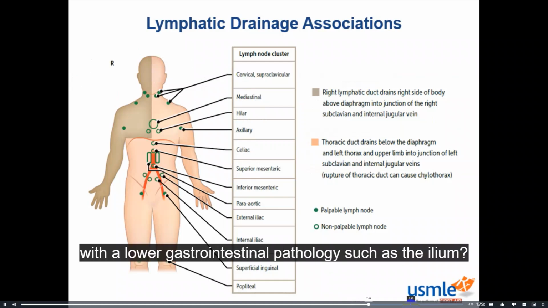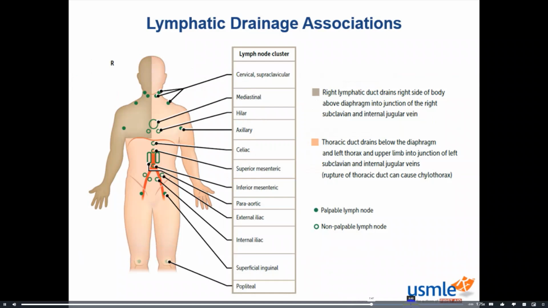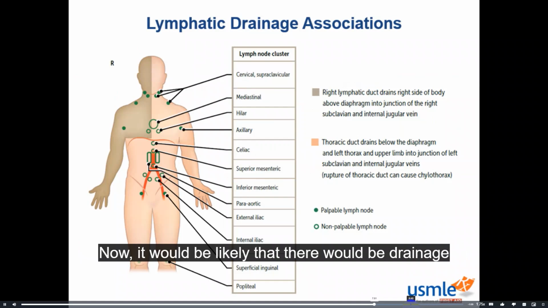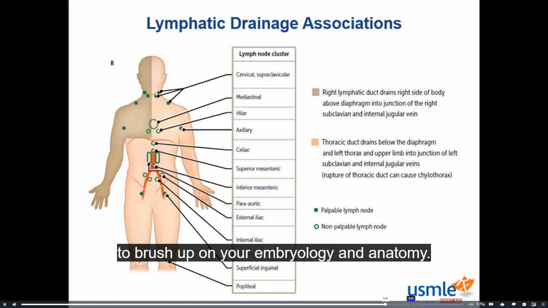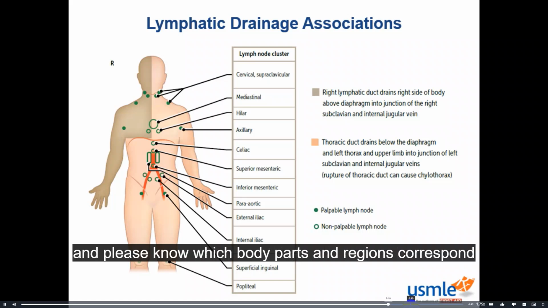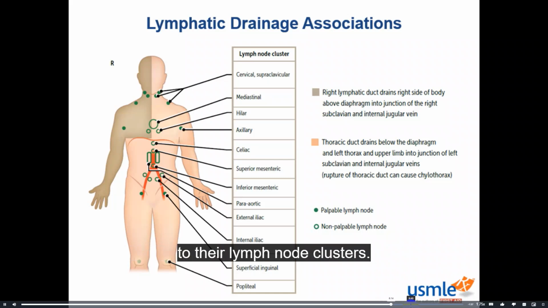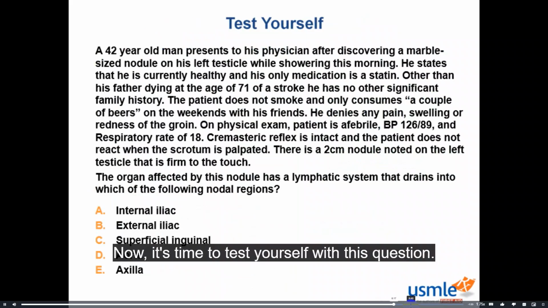What if a patient presented with a lower gastrointestinal pathology, such as of the ileum? Now, it would be likely that there would be drainage to the superior mesenteric lymph nodes. Again, you need to remember your foregut, midgut, and hindgut derivatives. I know we're in the immunology section, but it's a great time to brush up on your embryology and anatomy. So again, these are very high yield, and please know which body parts and regions correspond to their lymph node clusters. Now, it's time to test yourself with this question.